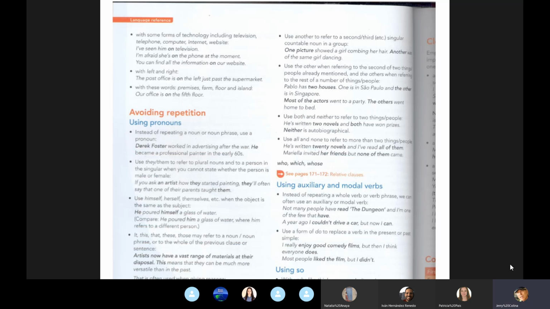Farm: they work on a farm. Floor: for example, the rock is on the floor. Island: they built a castle on an island. Example: our office is on the 5th floor.